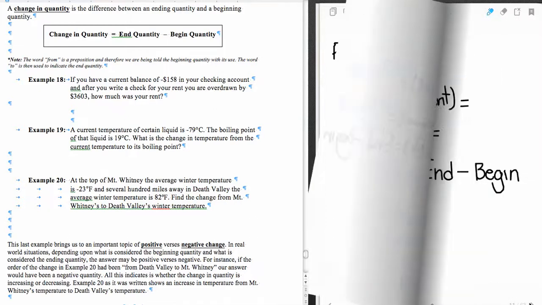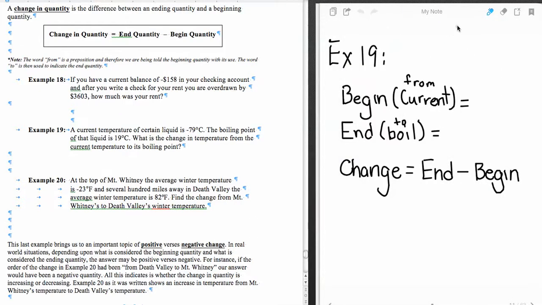Now going on to our second example here, number 19, it says the current temperature of a certain liquid is negative 79 degrees Celsius. The boiling point of that liquid is 19 degrees Celsius. What is the change in temperature from the current temperature to its boiling point? So the from is the current temperature, which is a negative 79 degrees Celsius. And the boiling point is the to, the ending, and that is 19 degrees Celsius.